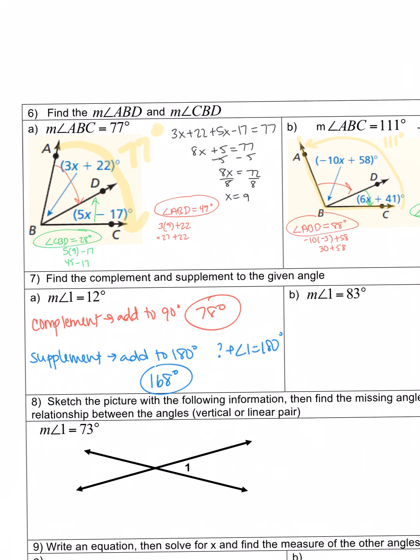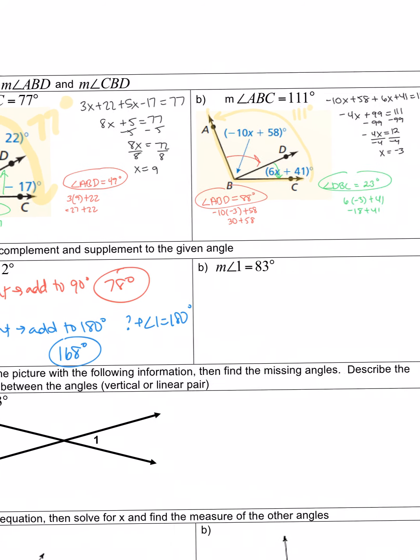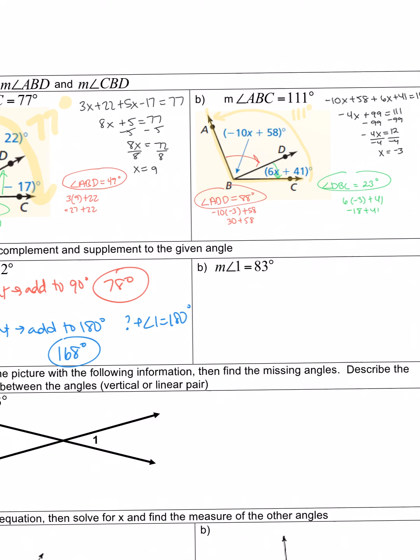Similarly, the complement for B would be 7 degrees. Because if I had a 7-degree angle with 83 degrees, I would have 90 degrees. And the supplement would be 97 degrees, because 97 plus 83 would give me 180 degrees. Really important vocab.